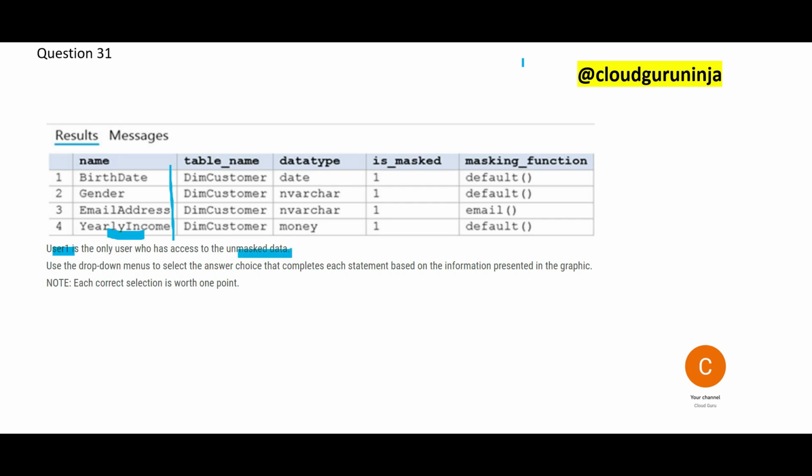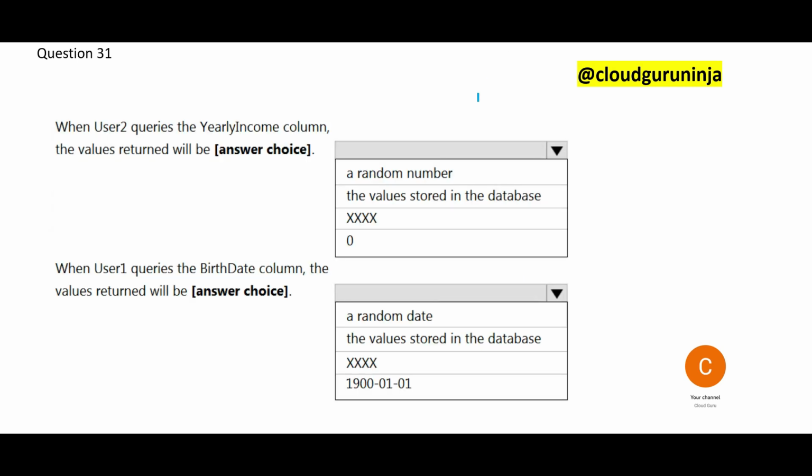So what will happen if user 2 accesses it? They will see 0. Why 0? Because yearly income is a numeric field. For a numeric field, you will see 0. If it is a string, you will see XXXX. Okay, simple. Now, when user 1 queries the birth date, what value would be returned?